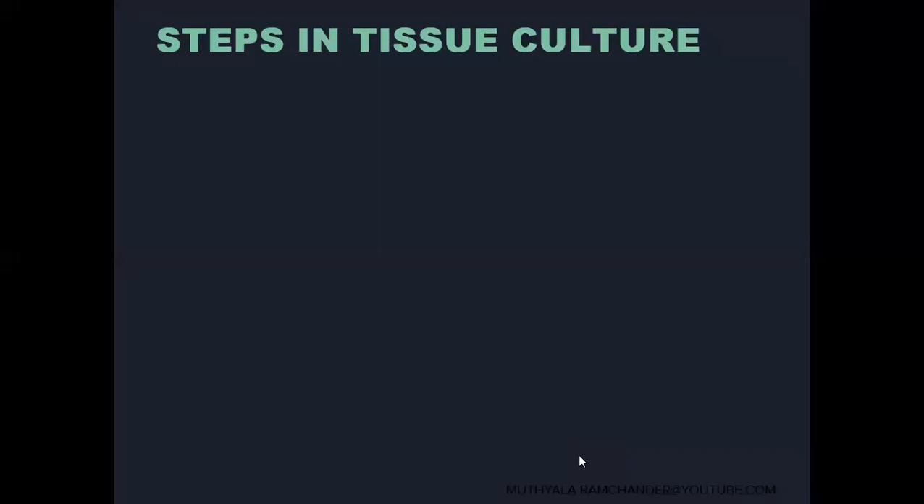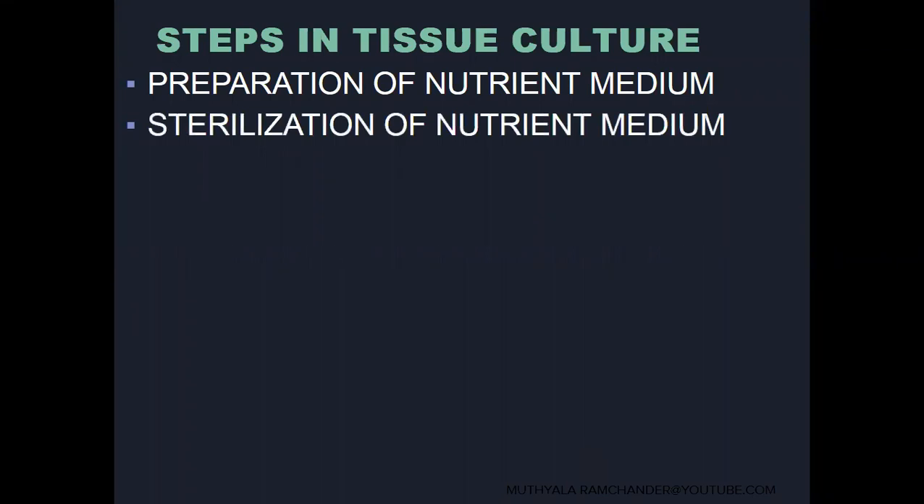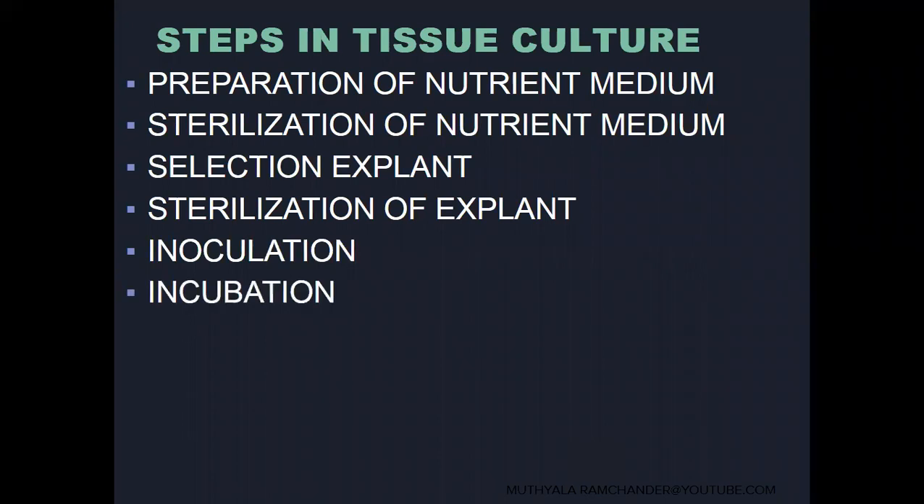Steps in tissue culture. The first step is preparation of nutrient medium. Second step is sterilization of nutrient medium. Third step is selection of explant. Fourth step is sterilization of explant. Fifth one is inoculation. Sixth one is incubation, and seventh one is the plantation. These are the main steps of the tissue culture procedure in in vitro conditions.